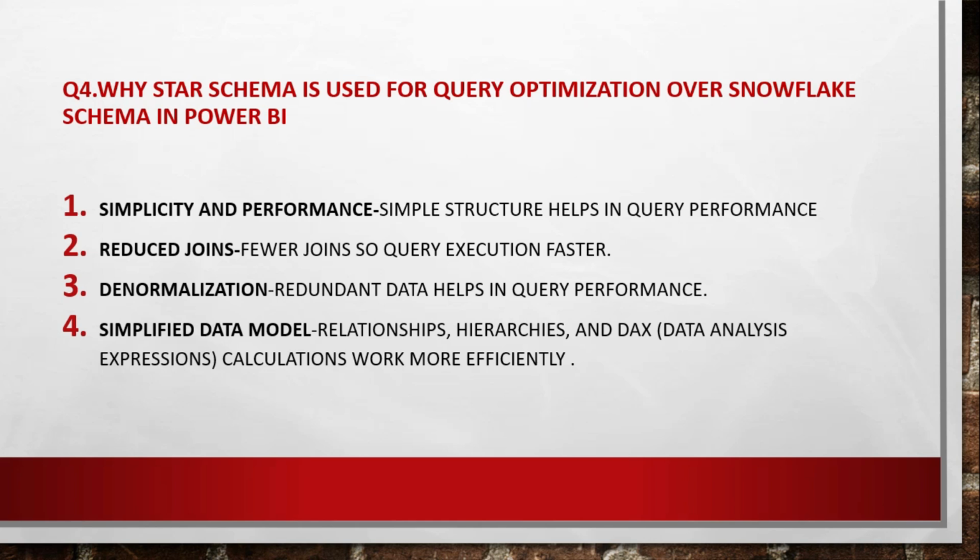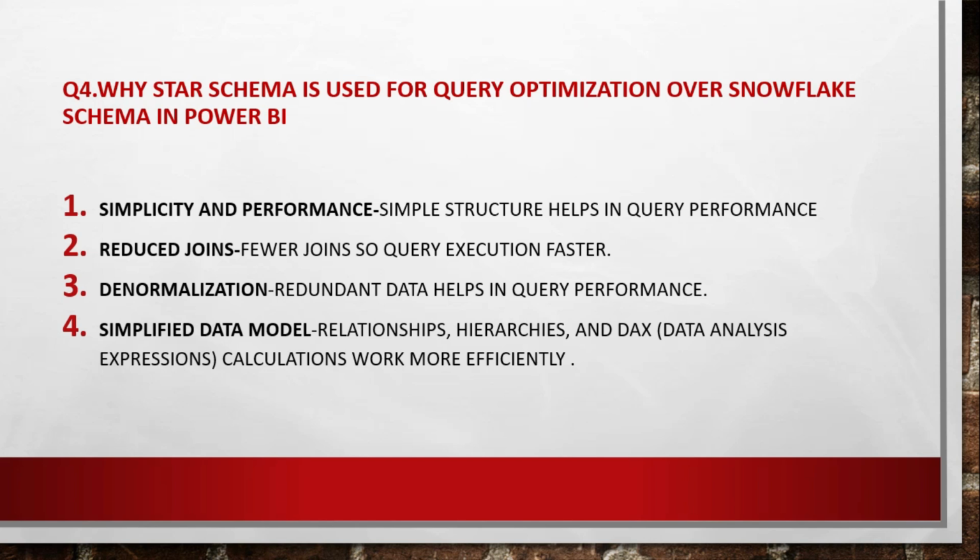Second point is reduced joins. In star schema, there are fewer joins required compared to the Snowflake schema, as we have already seen in denormalization. With fewer joins, query execution time is often faster. Snowflake, on the other hand, involves more complex joins between multiple dimension tables, leading to slower query performance.